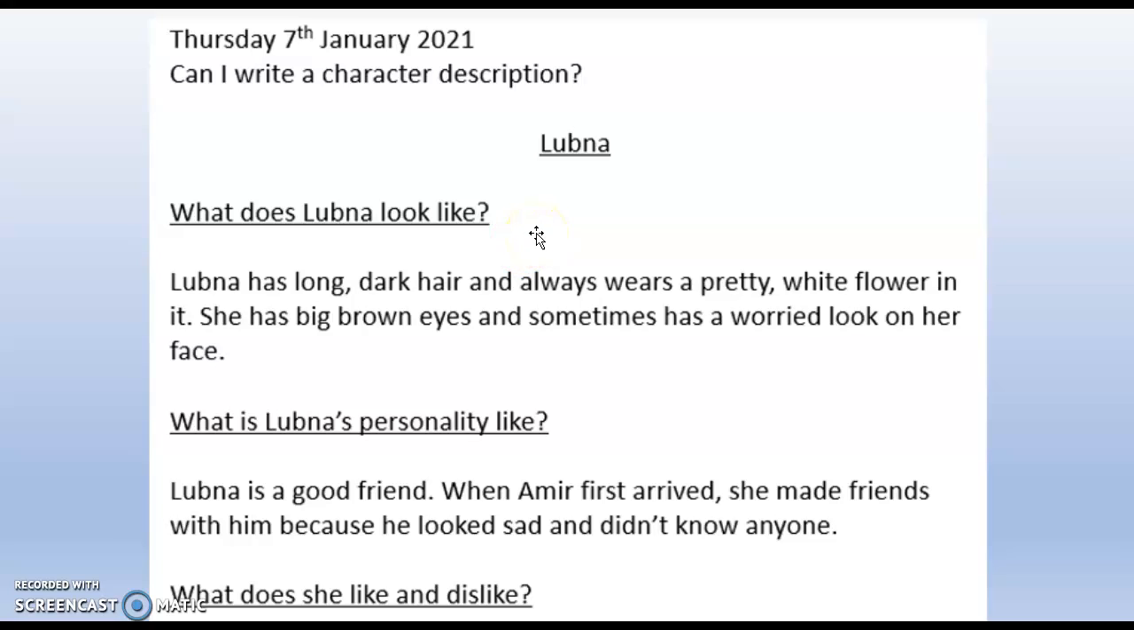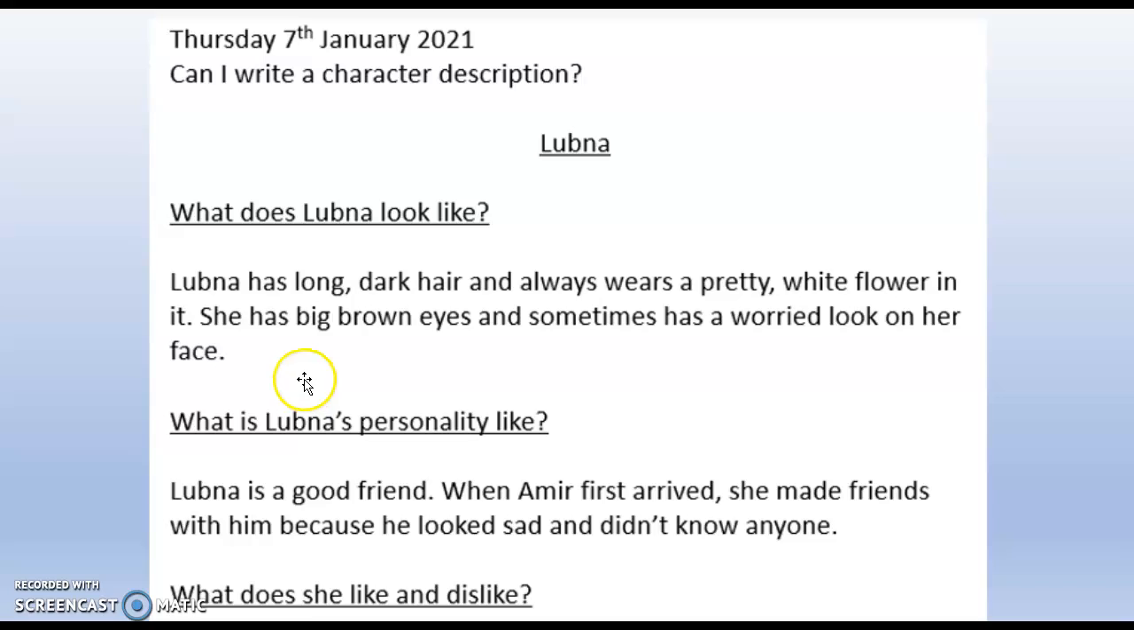So instead of just writing appearance, I've changed it. I've challenged myself and I've changed it into a question. That's why I've got a question mark at the end of it. So I've put, what does Lubna look like? And then I started to write my character description.